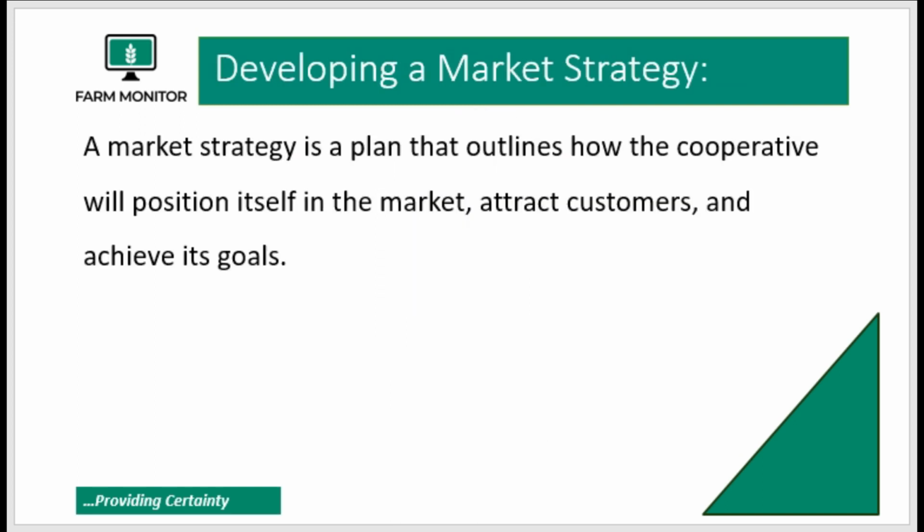You must develop a marketing strategy. So this will show how you want to position yourself in the market, how you attract customers, and eventually achieve your goals. You must set clear objectives, defining your unique value proposition. You must select your marketing techniques and how to reach your customers and potential customers.